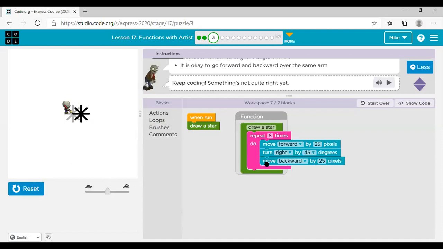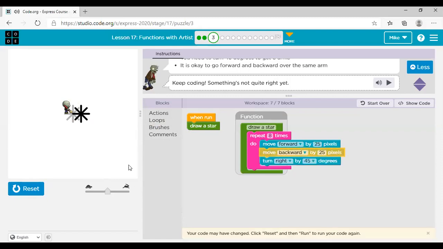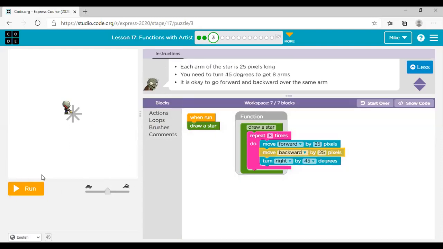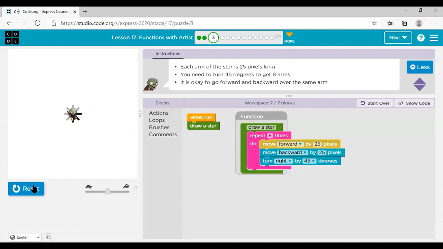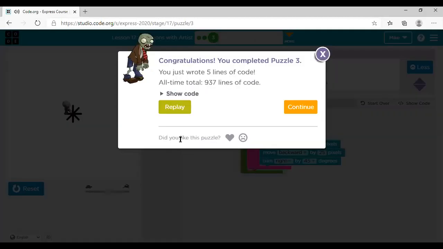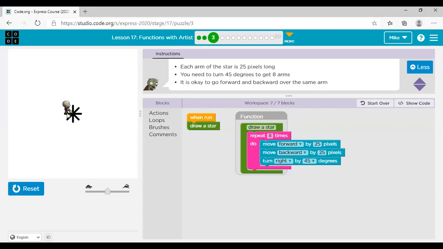Oops, look at that. So let's do that, draw. Let's move first. Move forward by 25, move backward by 25, turn right. So let's run it now. There we go, look at that. The only thing that happened there is that we turned and then we moved backwards. And because we turned first, we moved in the wrong direction. So move forward, move back, turn, and then move forward, move back, turn. Okay, well done, guys.